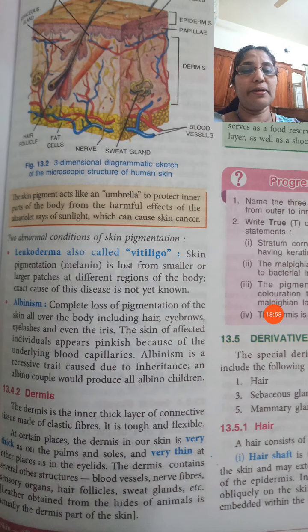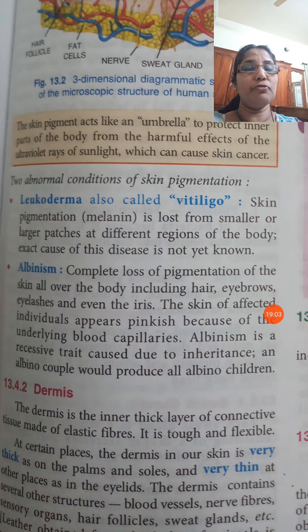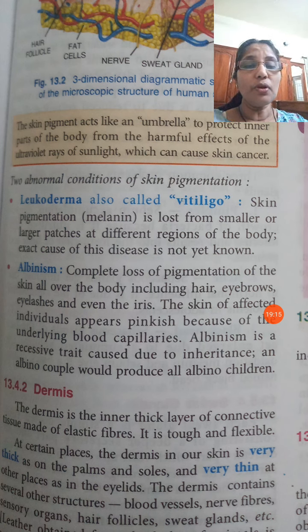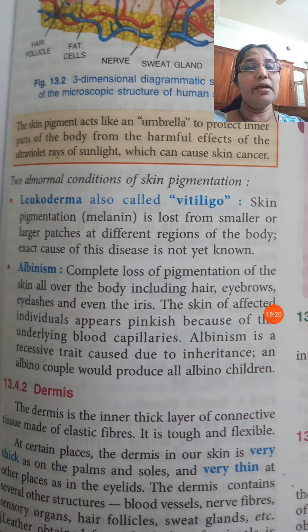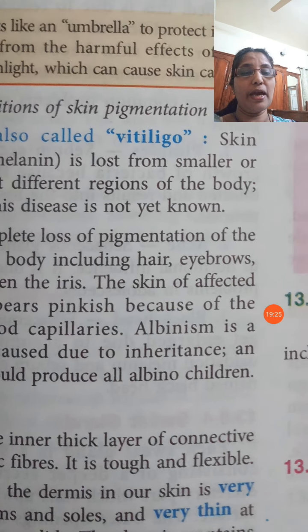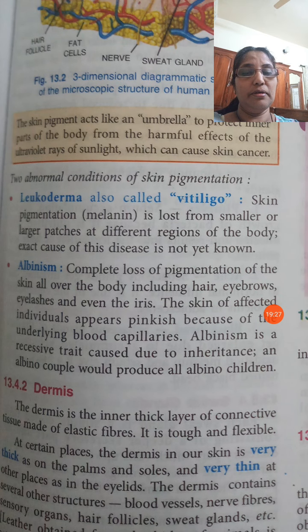Then albinism, that is a hereditary disease. That is complete loss of pigmentation of the skin all over the body, including hair, eyebrows, eyelashes, and even the iris. Iris meaning the inner part of the eye. All these parts lose pigmentation completely. That is a hereditary disease. Due to inheritance, this kind of skin abnormality may occur.